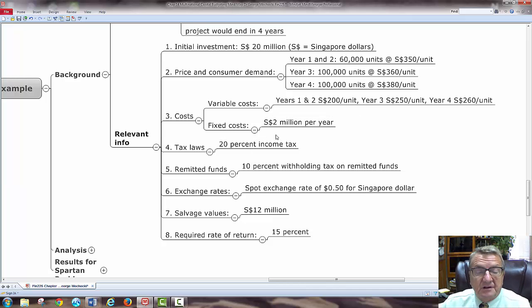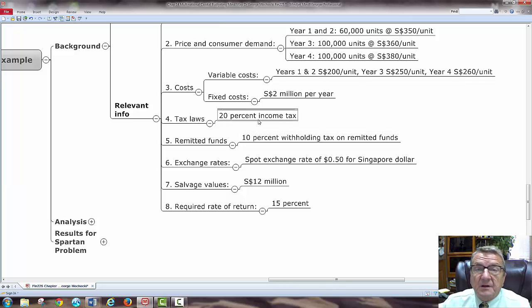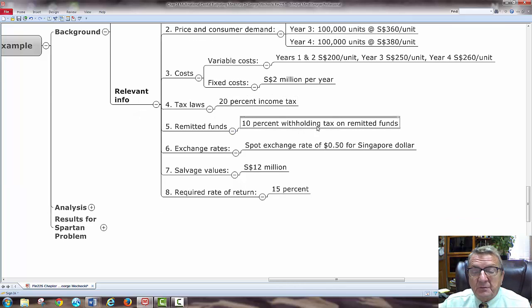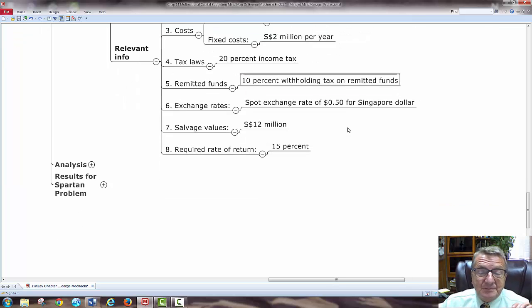Fixed cost, 2 million, stays across there. Tax is 20% income tax. Hey, not too bad. That's why I want to open up in Singapore. Lower than the U.S., make it here, and get some benefits. Remitted funds, 10%. There's a withholding tax on remitted funds, so they're going to tax me on the money I'm bringing back. So that's part of my yield, how much I have to pay.